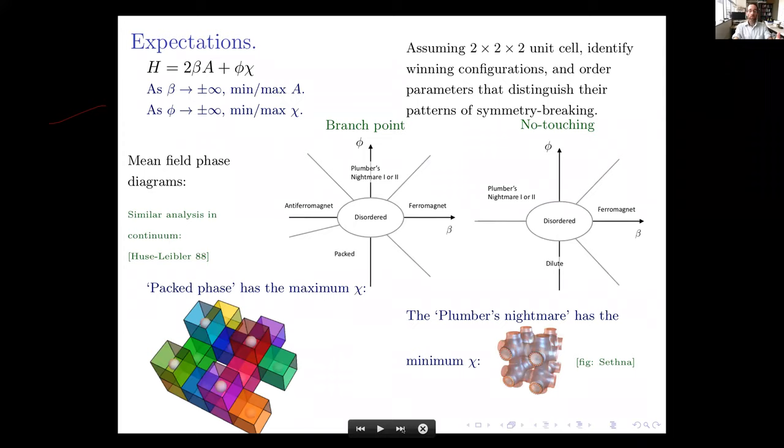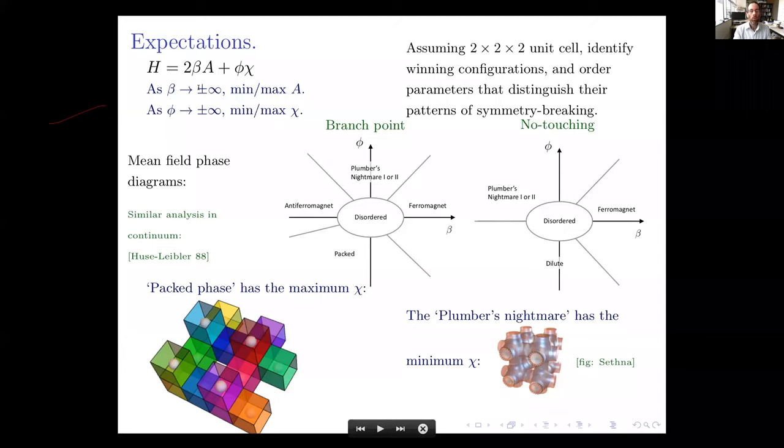Given this, we've defined two modifications of the Ising model on the cubic lattice. I'll refer to them as the branch point regularization, where we keep track of the branch points, and the no touching regularization, where the walls avoid each other, where we forbid configurations where there's an ambiguity. We can try to get some sense of what the phase diagram should look like by doing some mean field theory. So think about limits of the couplings, and what happens.